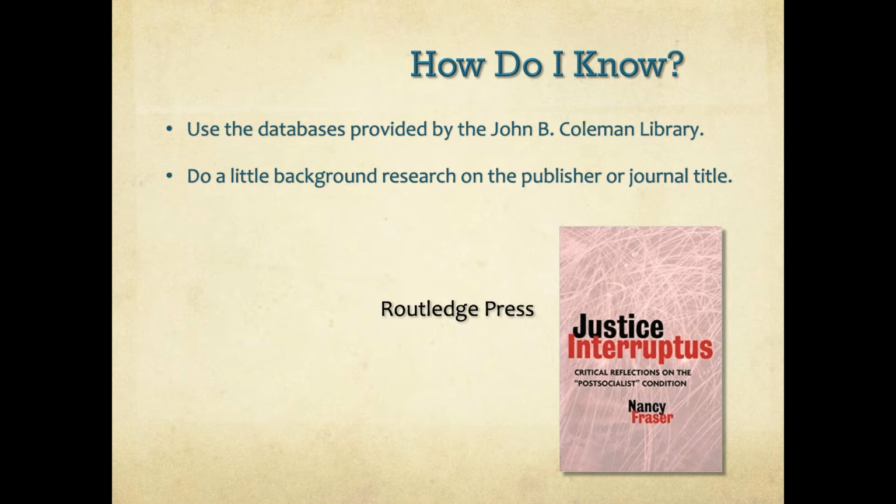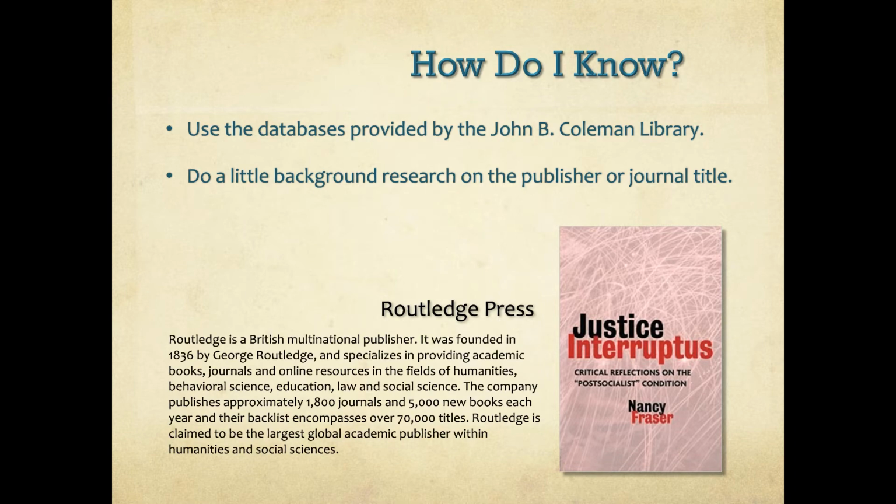Wikipedia is fine. And if we were to pull up the Wikipedia page for Routledge Press, this is what the first paragraph of that page would look like. It says, Routledge is a British multinational publisher. It was founded in 1836 by George Routledge and specializes in providing academic books, journals, and online resources in the fields of humanities, behavioral science, education, law, and social science. So it's an academic press, right?